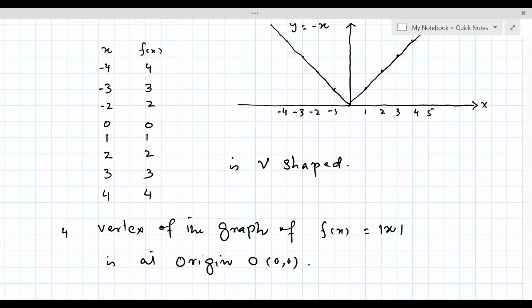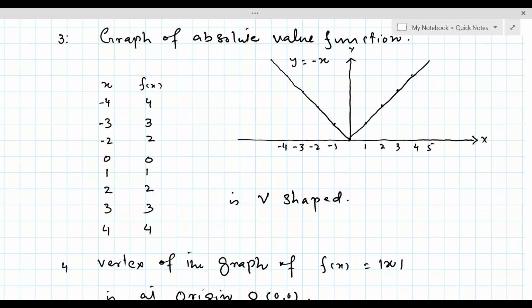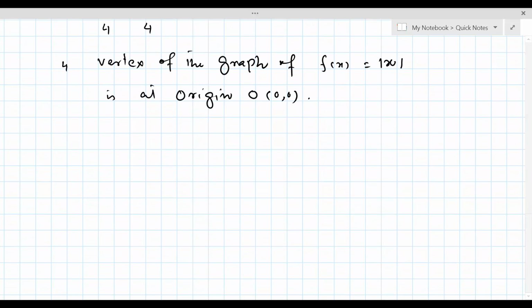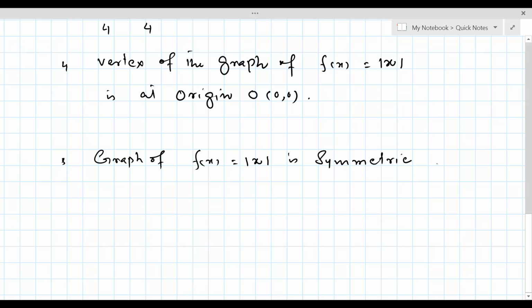And one more thing which we can notice is that the graph is symmetric on both sides of the y-axis. So number 5, the graph of f of x equal to x mod is symmetric about the y-axis. And what is the equation for the y-axis? It is x equal to 0. And this was number 5.